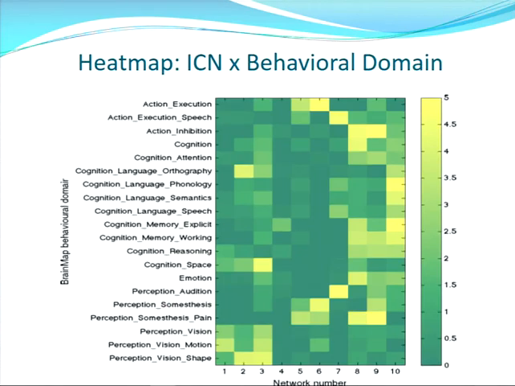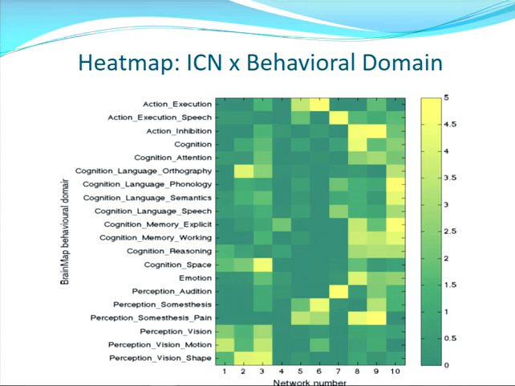And then they went back into the database and looked at what kind of behaviors were associated mostly with these networks. If you look at the visual ones, we see a lot of perception, vision, motion, shape, and things like that. And the one that's action execution happened to be somatosensory cortex, and so forth.